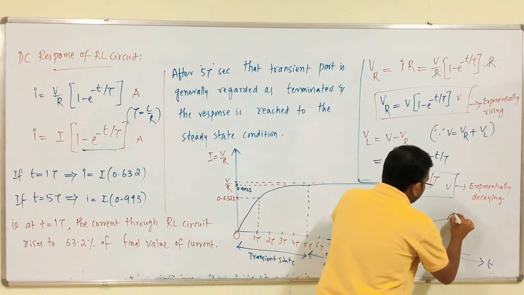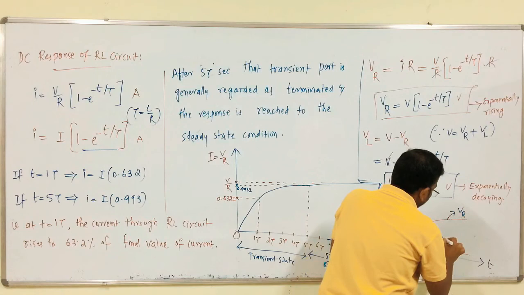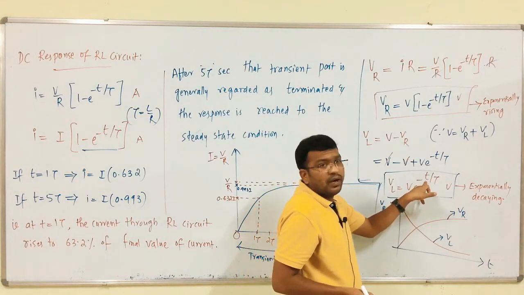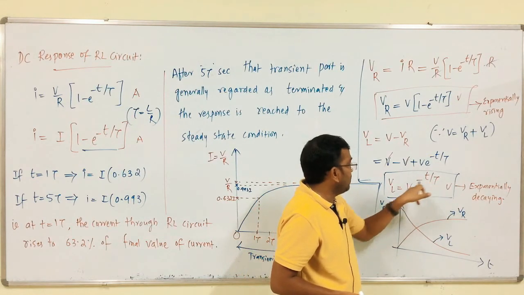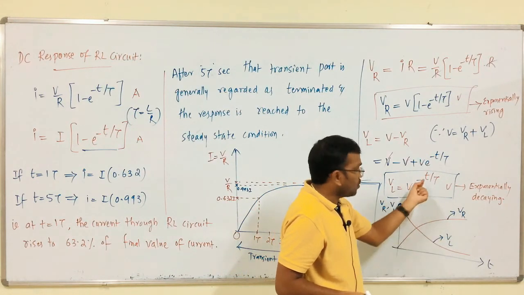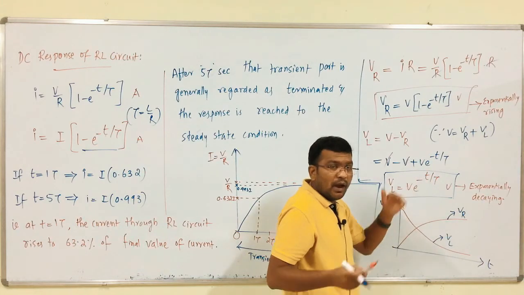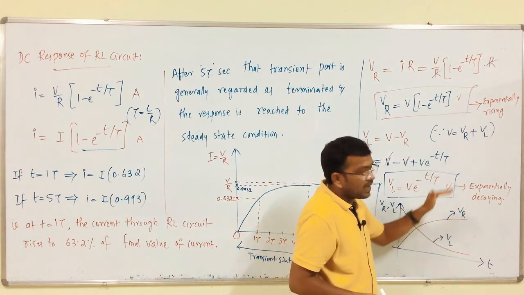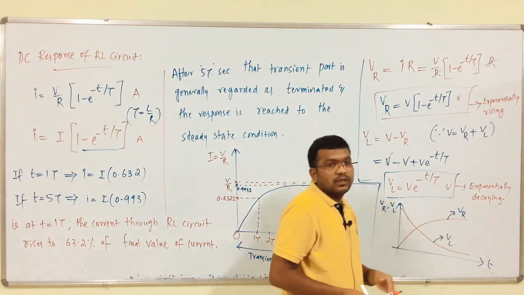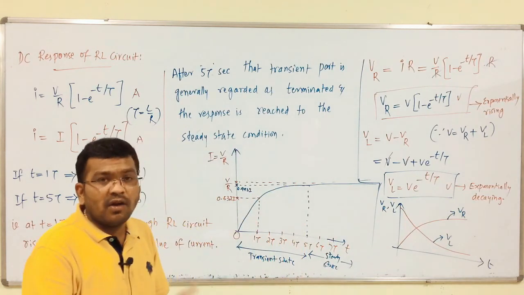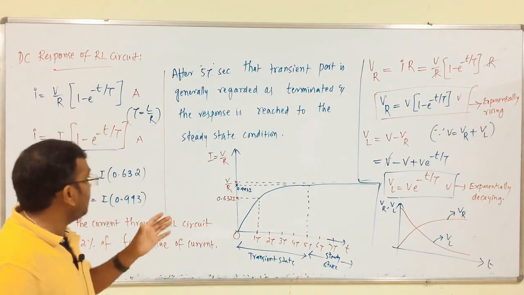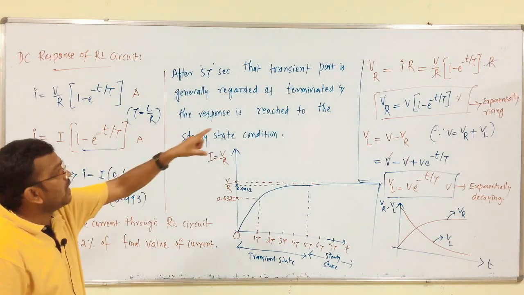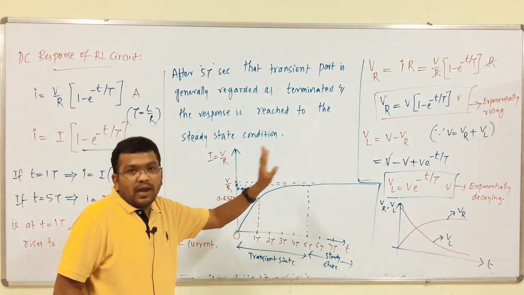This is VR, this is VL. Simply, you have to substitute the values of time. If t equals 1 tau, V into e power minus 1, what is the value? You have to substitute. So, like this 2 tau, 3 tau, 4 tau, you have to substitute. We are going to get this graph. So, VR is exponentially rising, VL is exponentially decaying. This is about the DC response in the case of an RL circuit. First, we have to get the current, because it is a simple loop. After that, we have to calculate the voltage across the resistance and the voltage across the inductor. That is it.